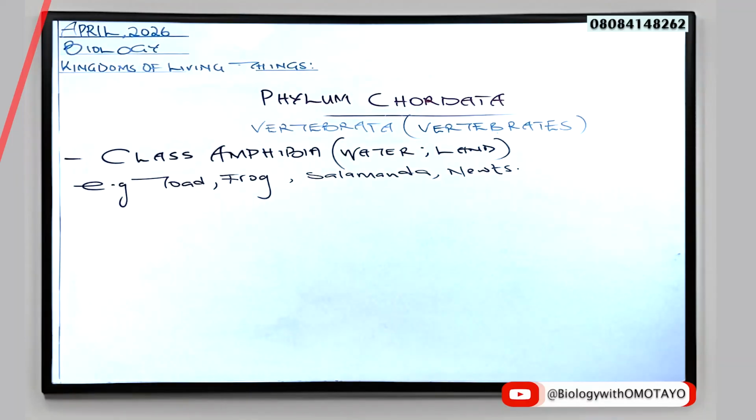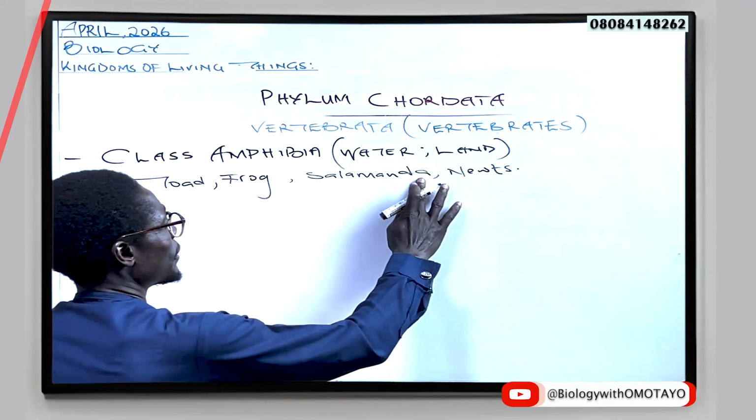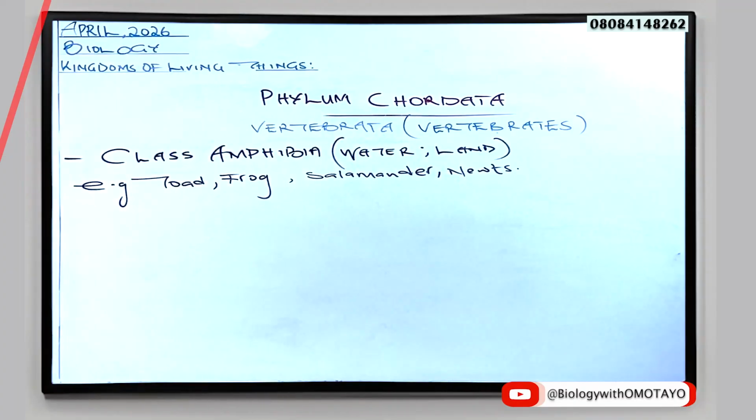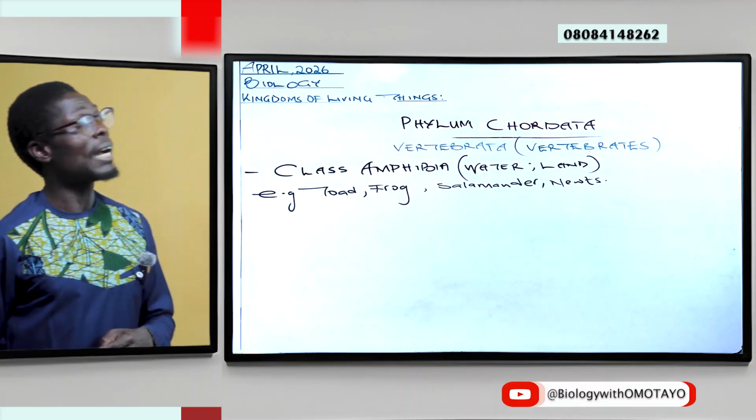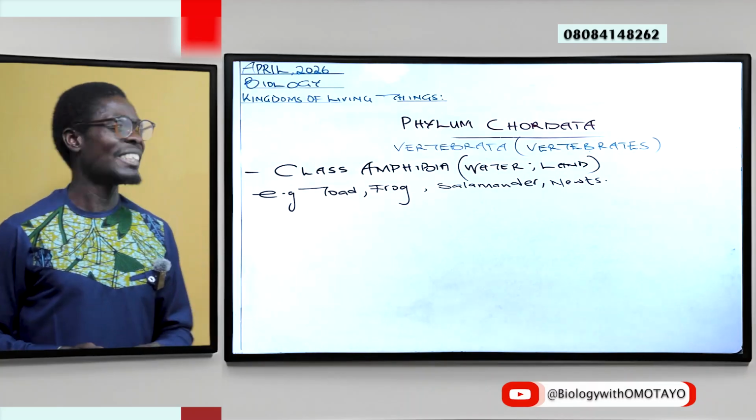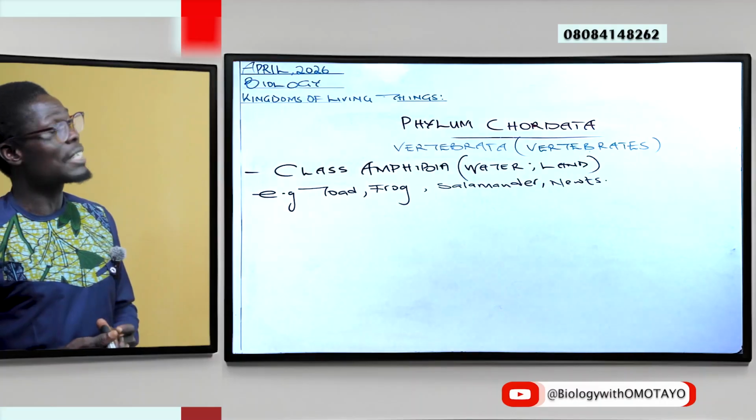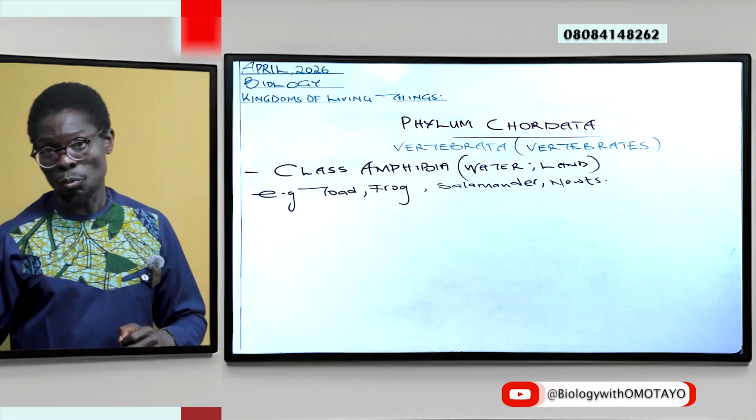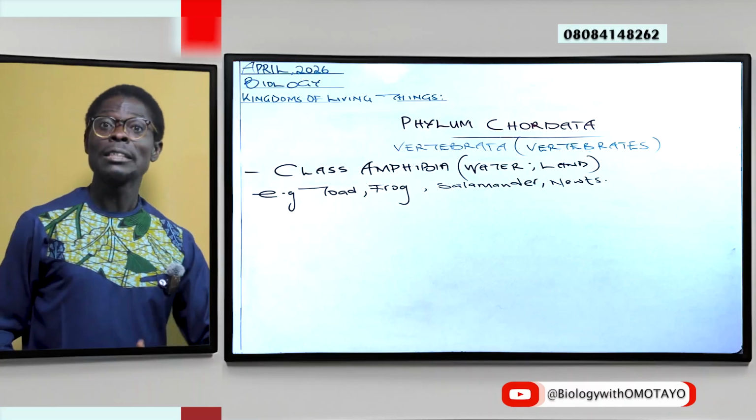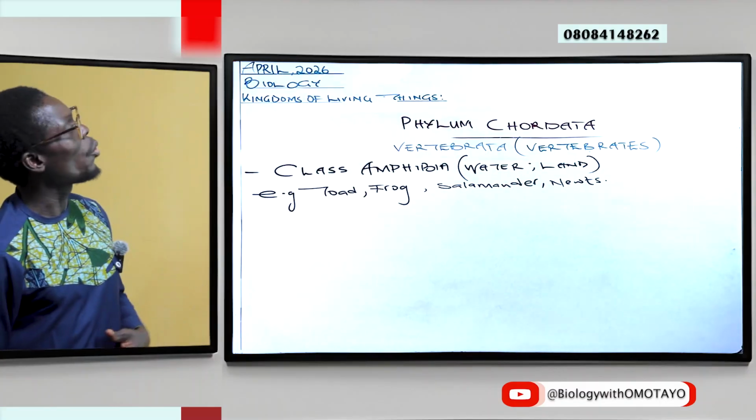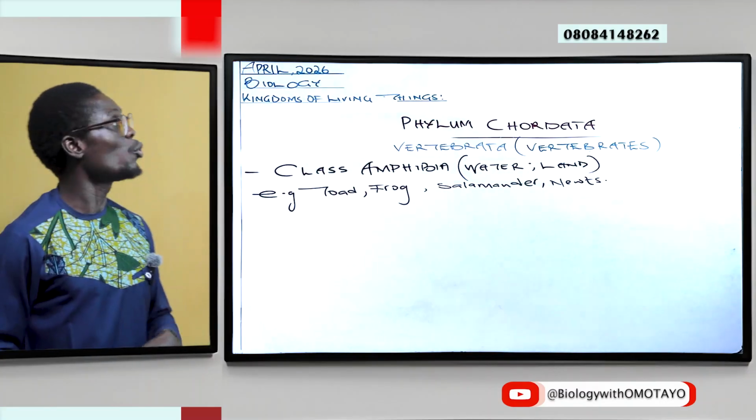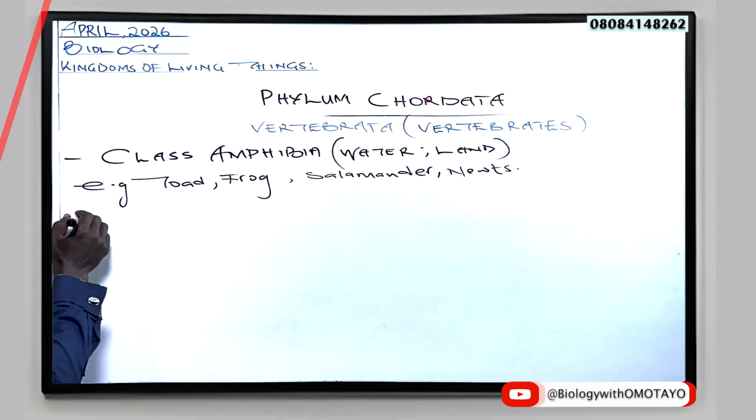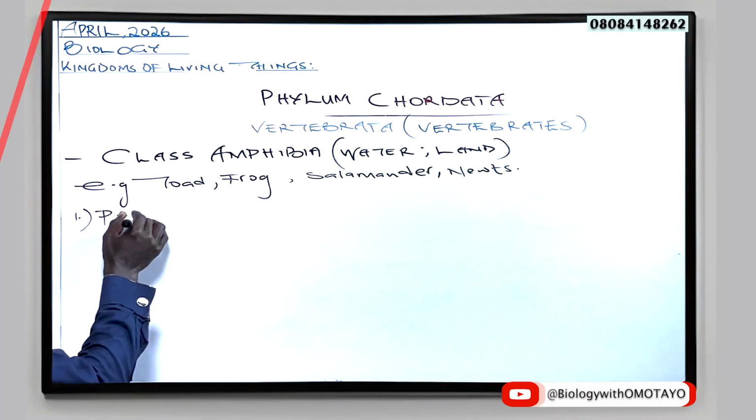Like toad, frog, salamander, and then newts. Now, these are a couple of examples of organisms that have been able to adapt to life in water and then partly on land. Now, what are unique characters peculiar to organisms under this very class? Well, one, poikilothermic.